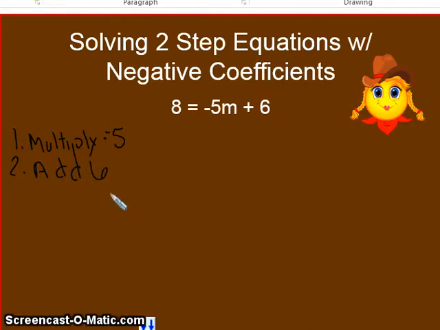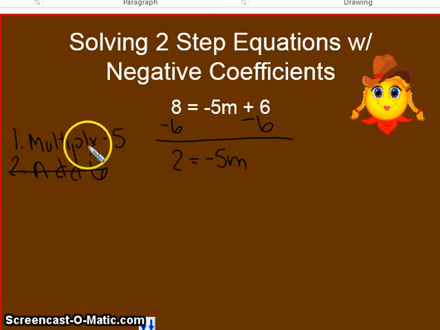Now to solve this equation, I'm going to do the opposite operations in the opposite order. So the last thing I said I would do would be to add 6. So I'm going to do the opposite of that and subtract 6. Now I have to do that to both sides of the equal sign. 8 minus 6 is 2. Bring down my negative 5m, and 6 minus 6 is 0. Alright, so I've taken care of undoing the last step.